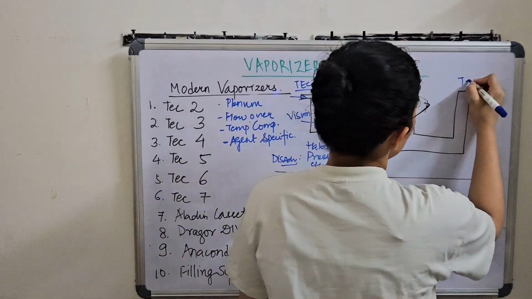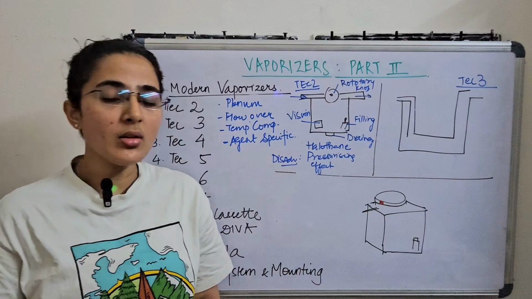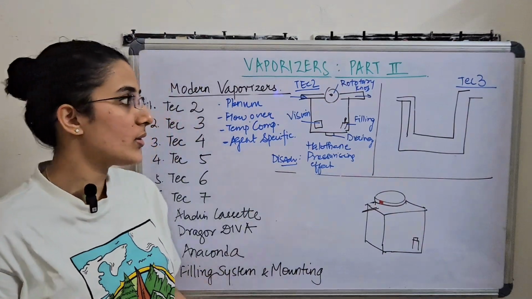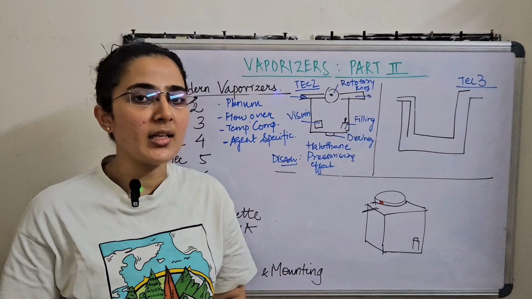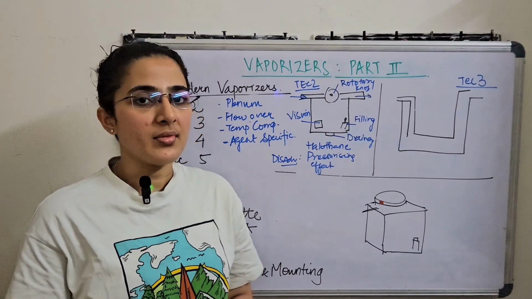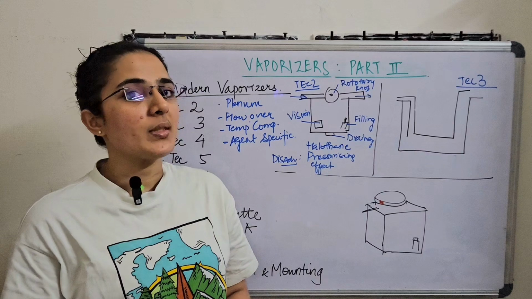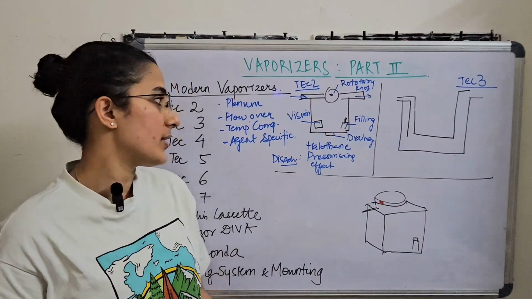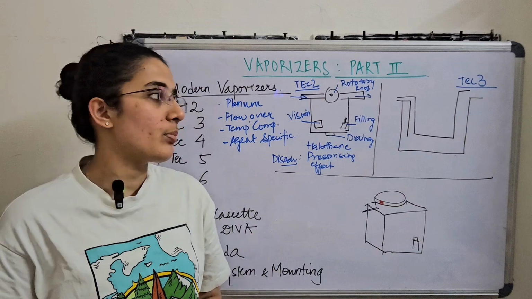The next model was the Tech 3 vaporizer. So what did they incorporate in Tech 3 vaporizers? Whenever we start describing, this is also a plenum, flow over with wicks. It has a variable bypass. It is agent specific and it is temperature compensated. So these four features always come in all the tech vaporizers.